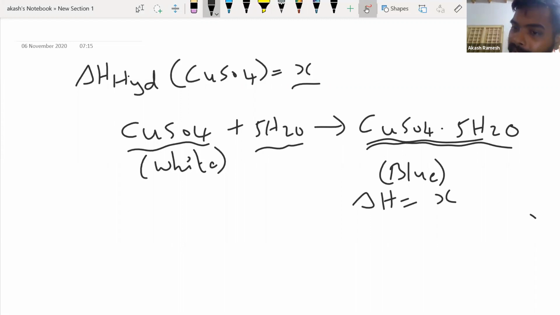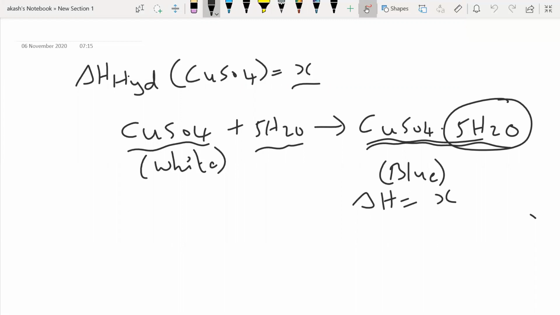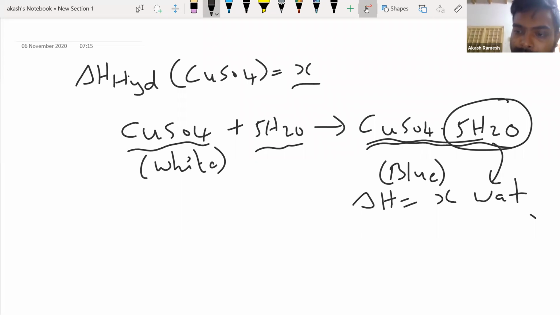Now people, what is this 5H2O called in general terms in chemistry? Dot 5H2O or dot 2H2O, something like that. If I write, there is a special name for that. Water of crystallization. Correct, right? So it's called water of crystallization. I'm not going to write it fully, just writing.